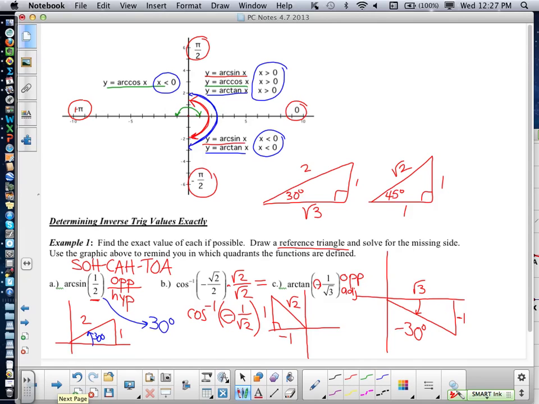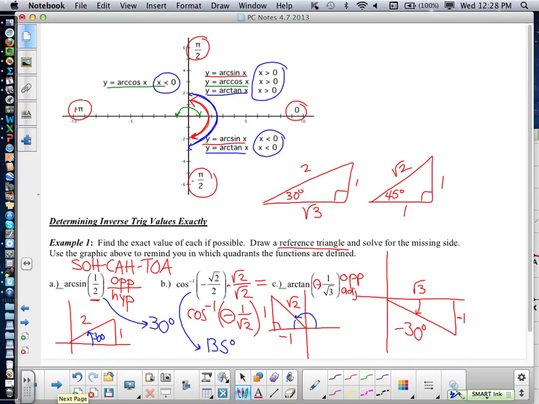And now when I'm naming the angle, cosine is defined from 0 to pi, or arc cosine is defined from 0 to pi. So I want to name this angle right here. So arc cosine negative √2 over 2 is going to be named 135 degrees because this little reference angle right there is 45 degrees.